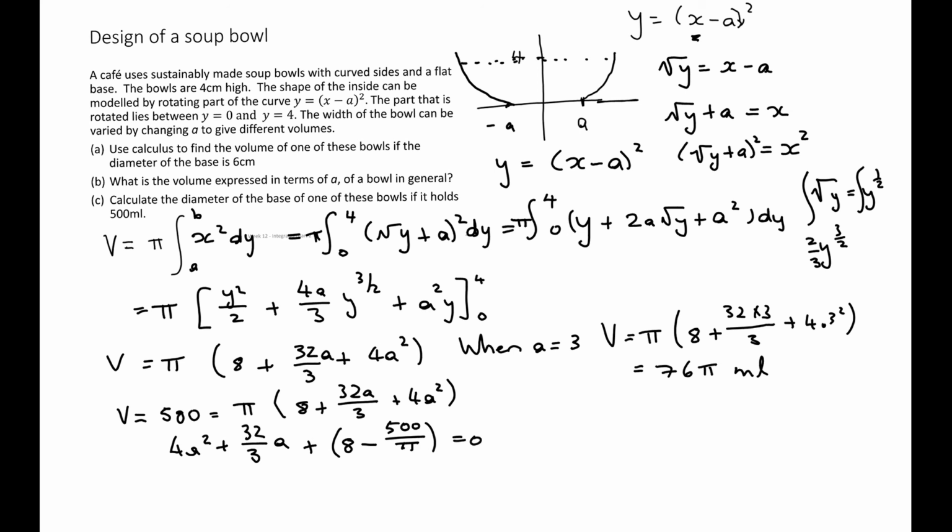Then we can use the quadratic formula to find that A equals 4.957, and this would be in centimetres. Now that is the radius of the bowl, it's certainly not the diameter of the bowl. So the diameter of the bowl would be 9.91 centimetres, or 99.1 millimetres. No, millimetres. Yeah, millimetres, because it's a length.